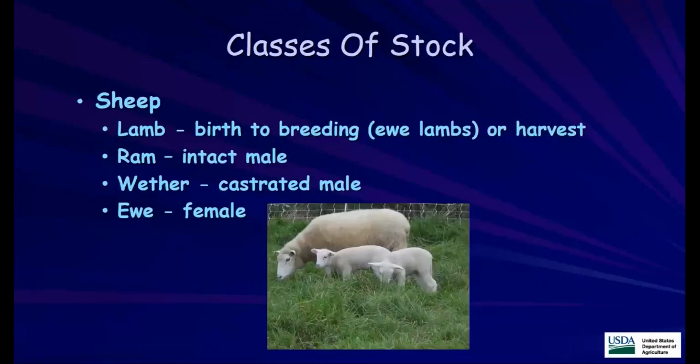Okay, with sheep, just quickly, we've got lambs, which are from birth to breeding. A lamb that you're going to breed would be called a ewe lamb. They're a lamb until you harvest them. Everybody harvests their lambs at different ages. Some are quite young, some are closer to almost a year old. A ram is an intact male. Also, be careful if there's a ram on the farm that you're visiting, because they can be dangerous even though they're smaller. And a wether is a castrated male sheep, and a ewe is a female sheep.